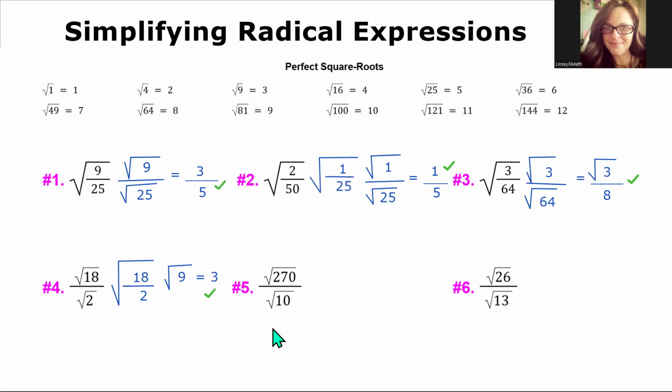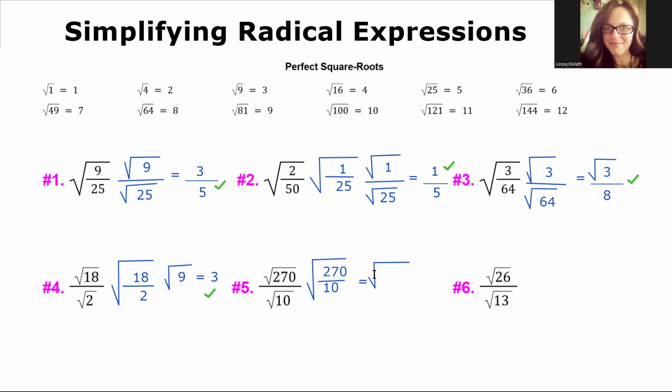Number 5. We have the square root of the top separate from the square root of the bottom. We can put them under 1 square root. 270 divided by 10. And now we can divide. We get the square root of 27.